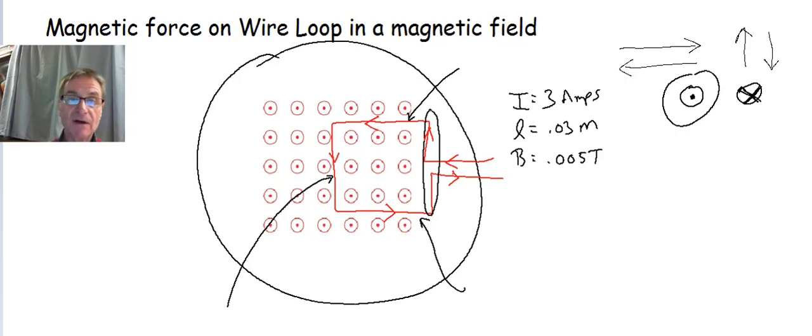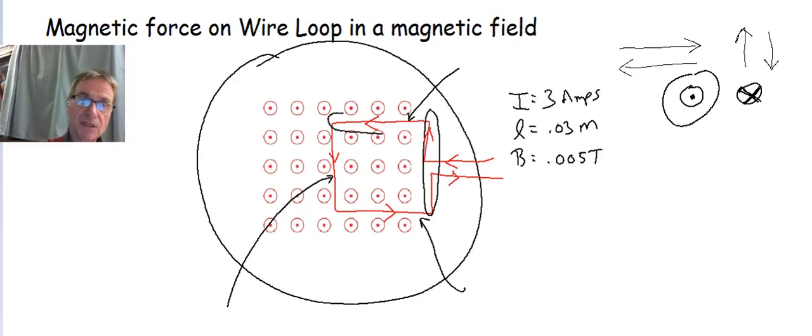They may be going left, right, and down, but they are all perpendicular to the magnetic field because the magnetic field is coming out of the page. So they're all perpendicular. So they could all have an individual force on each segment of wire. Well, first what we want to do is look at the top wire and the bottom wire.